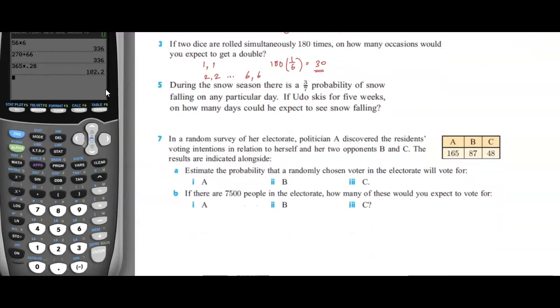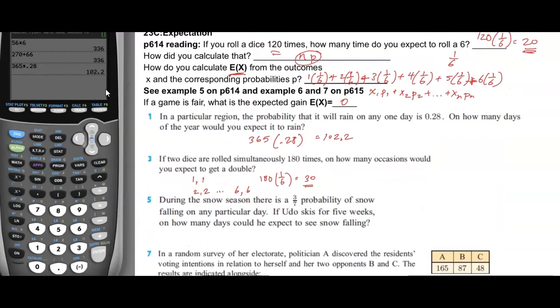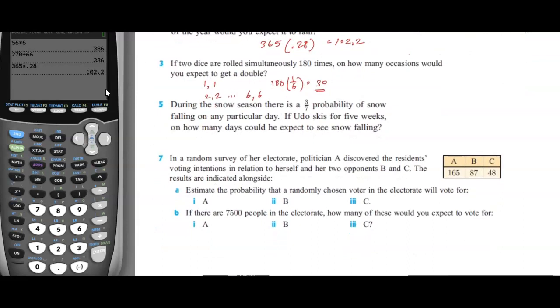During the snow season, remember this is np. We just used np here. During the snow season, there is a 3/7 probability of snow falling on any particular day. If Udo skis for 5 weeks, on how many days could he expect to see snow falling? 5 weeks, and this is given in days. So I think we should convert one of these. Let's convert 5 weeks into days. That would be 5 times 7, which is 35 days, right? 35 days, there's a 3/7 probability on any day of snow falling.